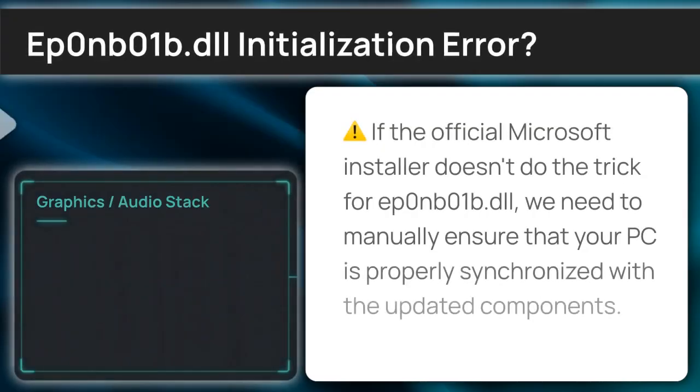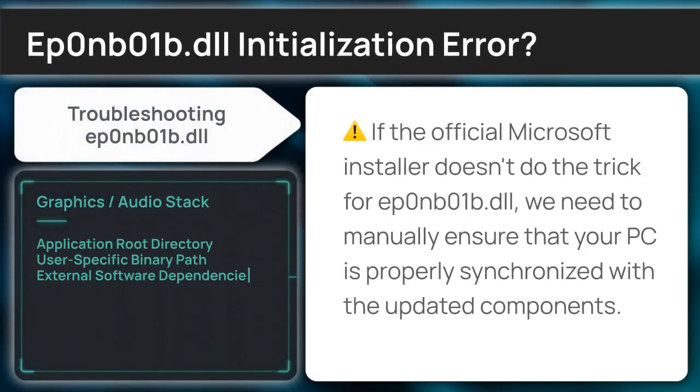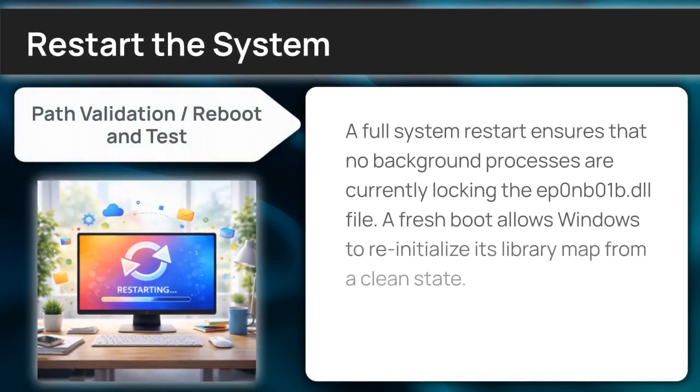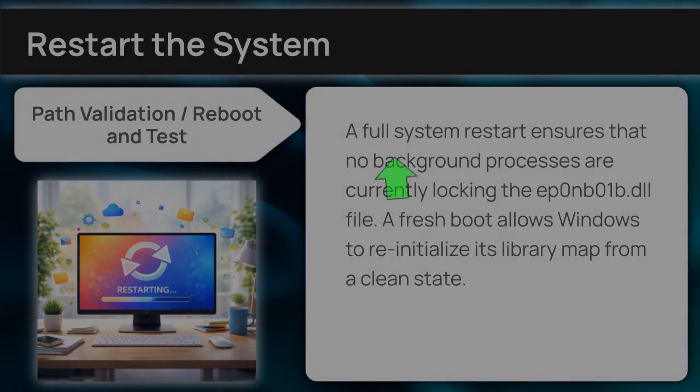When a standard reinstall doesn't cut it, we move to advanced diagnostic steps to ensure the system is properly configured. A system reboot is a reliable way to clear away zombie processes that might be interfering with ep0nb01b. It's a low-impact step that ensures your operating system is starting with a synchronized environment.